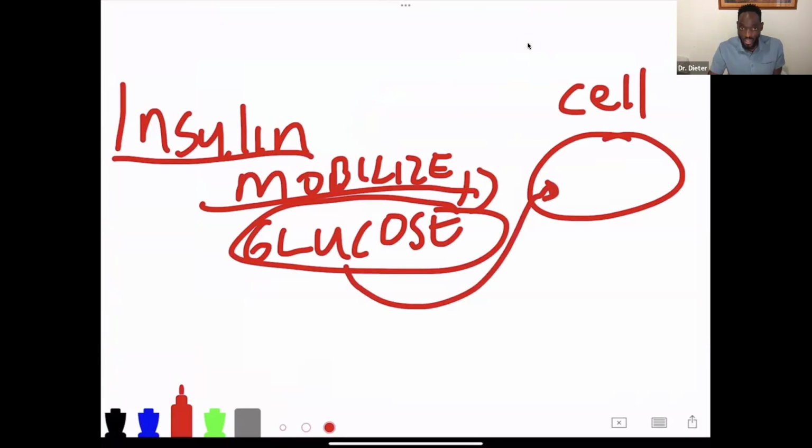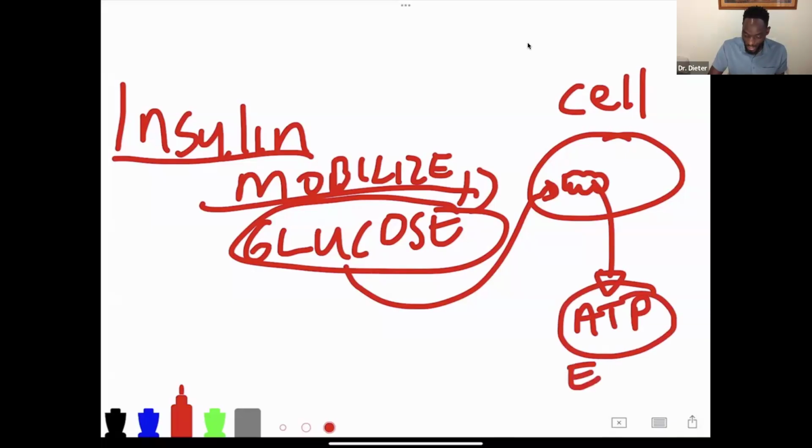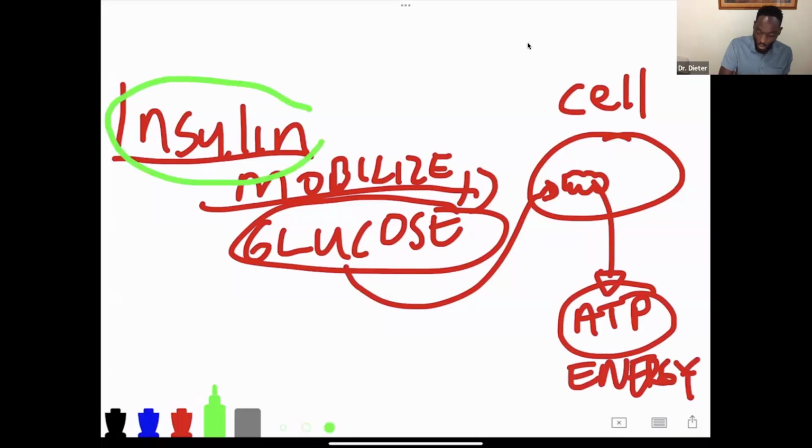When glucose gets mobilized into the cell, it is shunted through the mitochondria, which is considered the powerhouse of the cell, and goes through a complex series of reactions called the electron transport chain, with the end result being the production of an energy molecule called ATP, adenosine triphosphate. That is energy. So that's the job of insulin. Very, very important. Without insulin, we cannot make energy. So insulin sits at the pinnacle because of that.